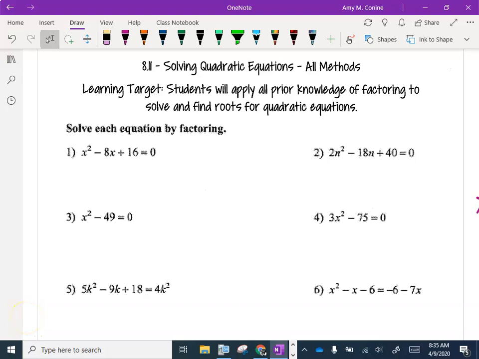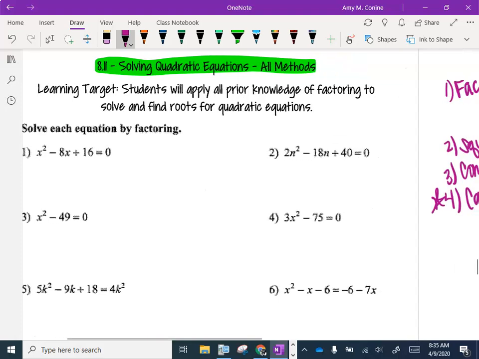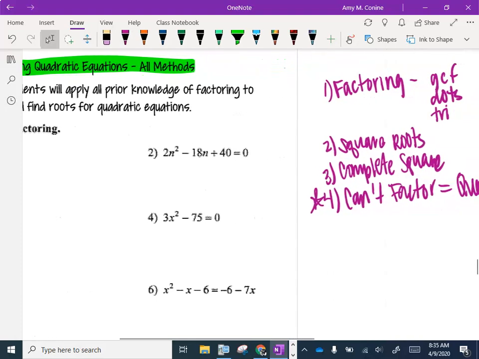Hi everyone. Alright, so we're going to take everything that we have learned and we are going to solve quadratic equations with all the methods that we have talked about. We need to make a list because we've talked about a bunch of different ways. So I'm going to go over here.